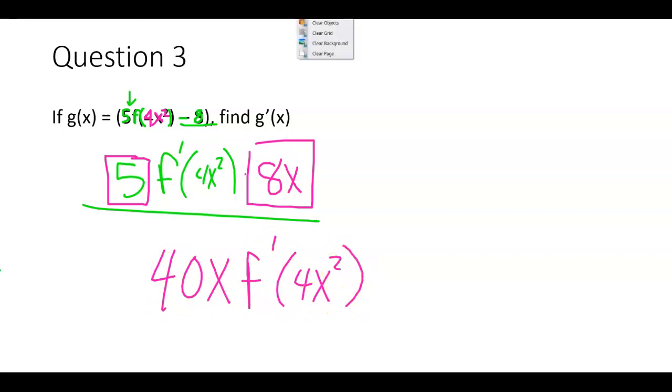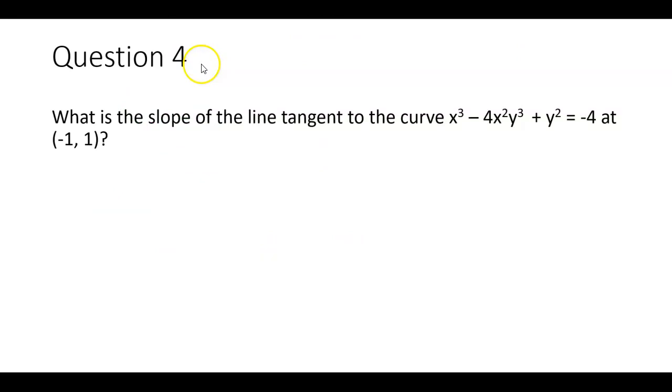All right. Question 4. What is the slope of the line tangent to this curve at this point? As you guys know, in order to find the slope of a curve, you need to find its derivative, and then you're going to plug in the numbers that they give you. And so we need to find the derivative of this. Now this is an implicit function. So how do you find the derivative of an implicit function?